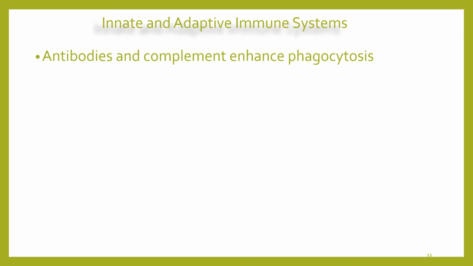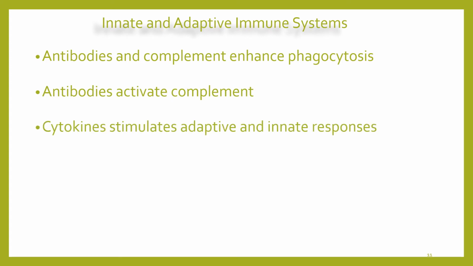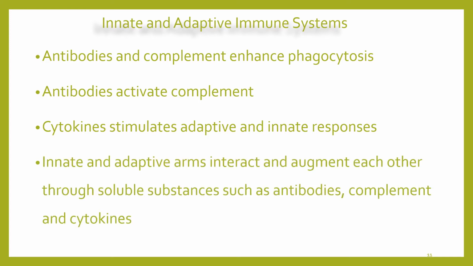So in your innate and adaptive immune systems, antibodies and complement enhance phagocytosis. Antibodies activate complement, while cytokines stimulate adaptive innate processes. And innate and adaptive arms interact and augment each other. They do not work alone. They may work alone for a while, but later on, generally, they work simultaneously and they help each other. They interact and augment each other through soluble substances like your antibodies, your complement, and your cytokines.